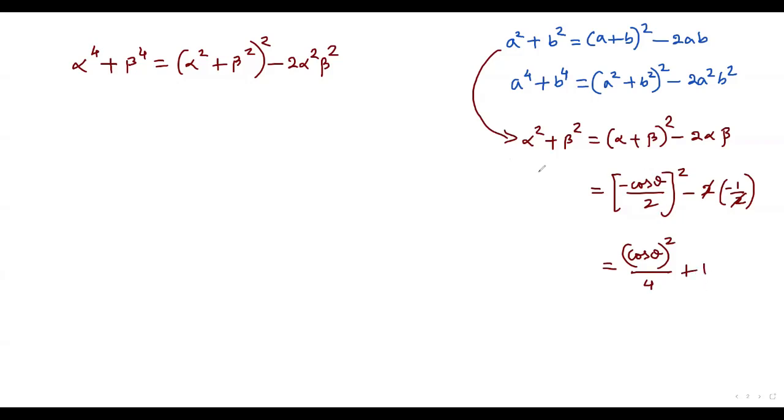Okay, now I got the value of alpha square positive beta square. I can plug in this value for alpha square positive beta square over here. And also we can find the value of this 2 times alpha square beta square. Let me do it. 2 times alpha square times beta square.